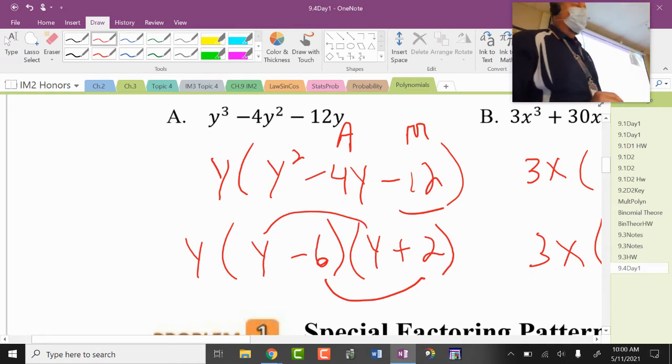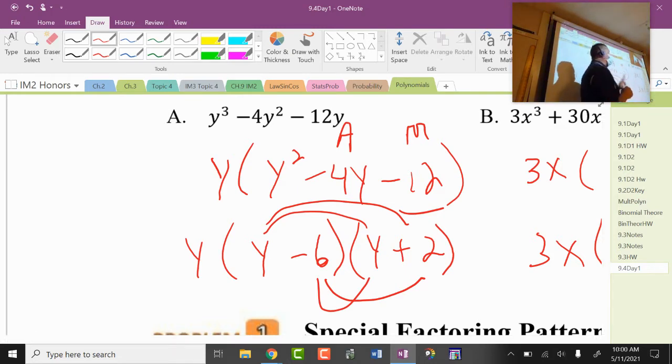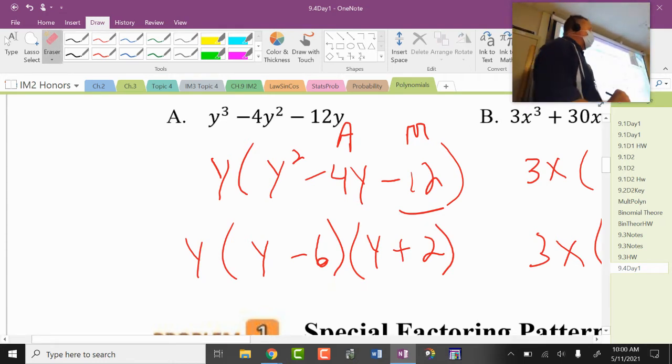Hey, what's first? Y times Y. All right, and then O and I are the middle term. This should not be rocket science. This should not take us any time at all to check, does 2y plus negative 6y equal negative 4y? I do have a problem with those that are saying you cannot do that. And that's where we got to make decisions.